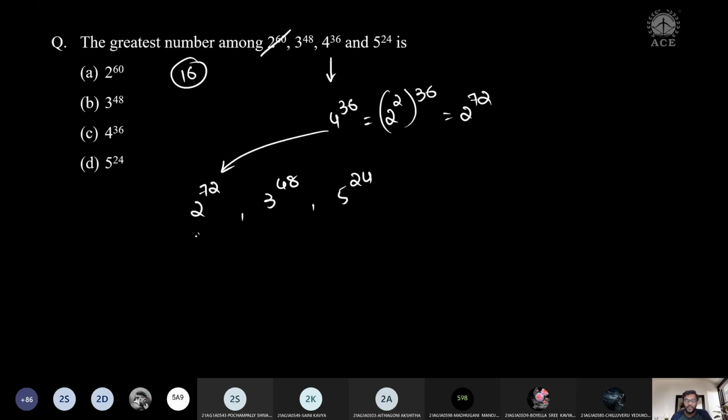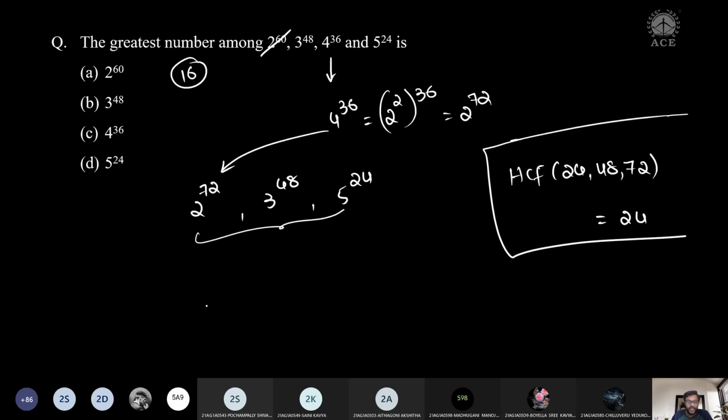Now, bases are not the same, so we should maintain the powers as the same. So I should take the HCF of 24, 48 and 72. Guys, kindly go through the link I shared yesterday to find out how to do HCF. We gave an elaborated way. The HCF here is 24, my dear friends.